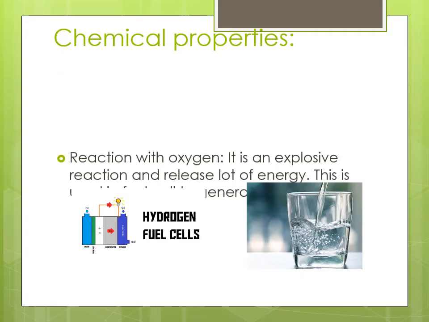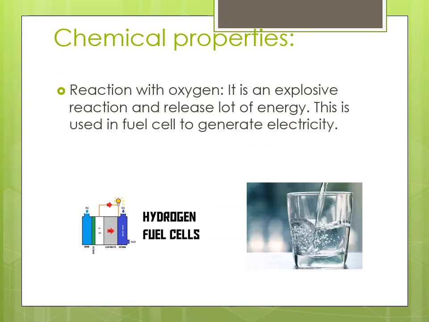Chemical properties of hydrogen. The first property is the reaction with oxygen. When hydrogen reacts with oxygen, an enormous amount of energy is released, so the reaction is highly explosive. Because it releases so much energy, hydrogen can be used as a fuel cell to generate electricity. The reaction between hydrogen and oxygen gives the water molecule, that is H2O.